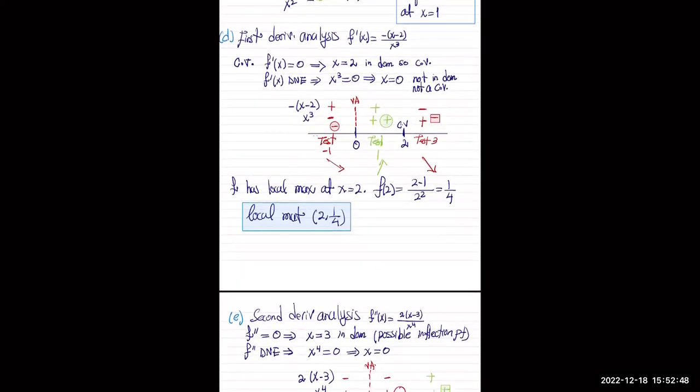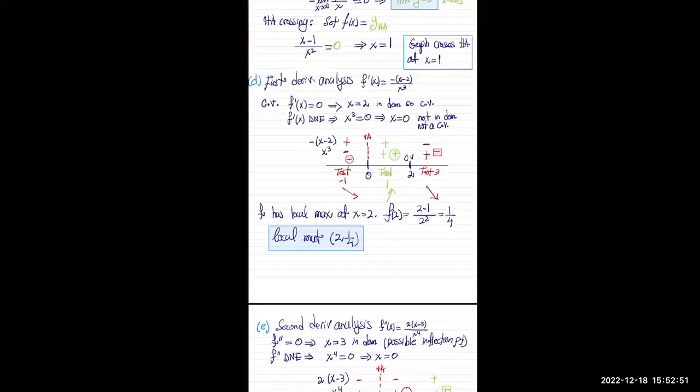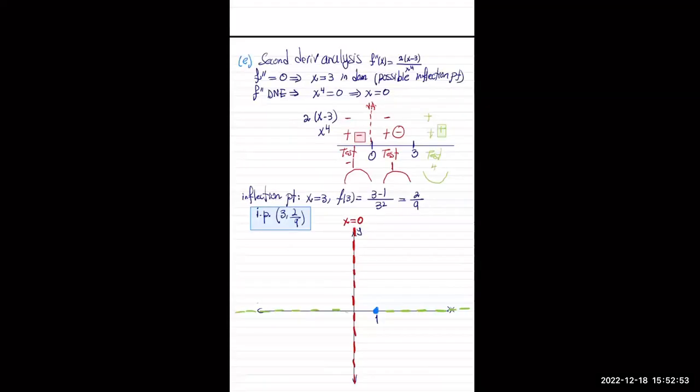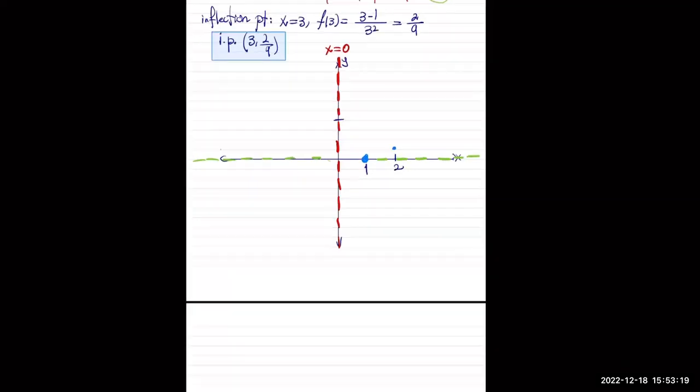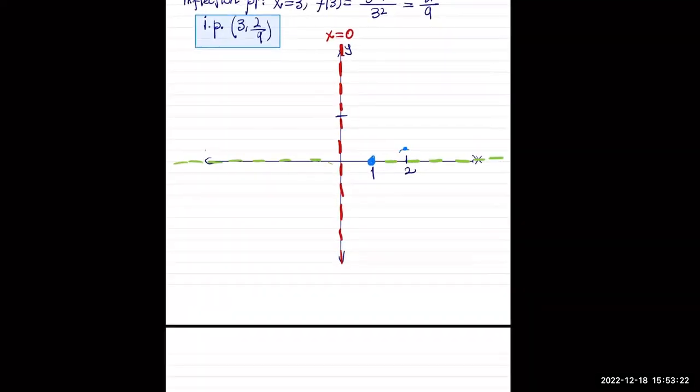All right, now we have local max at 2, 1/4. All right, let's say 1 is here. So 2, 1/4, maybe I'll make 1 here. 2, 1/4 would be there. We said max, right? That's max. So draw a bump right there. That's the local max.